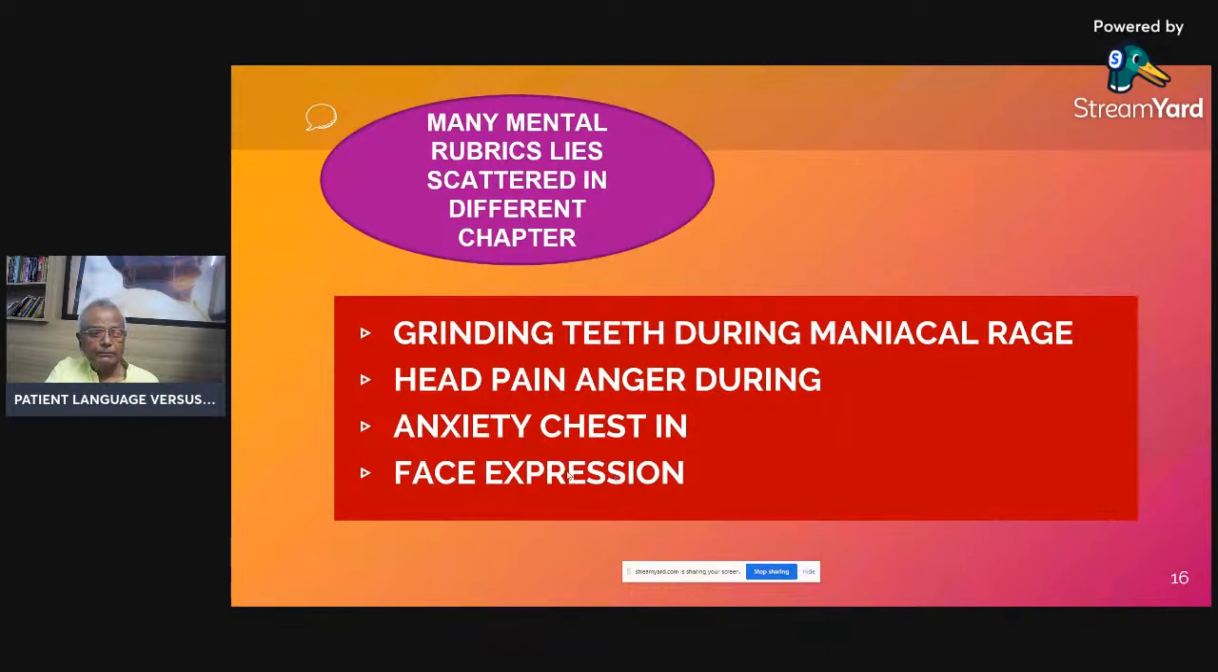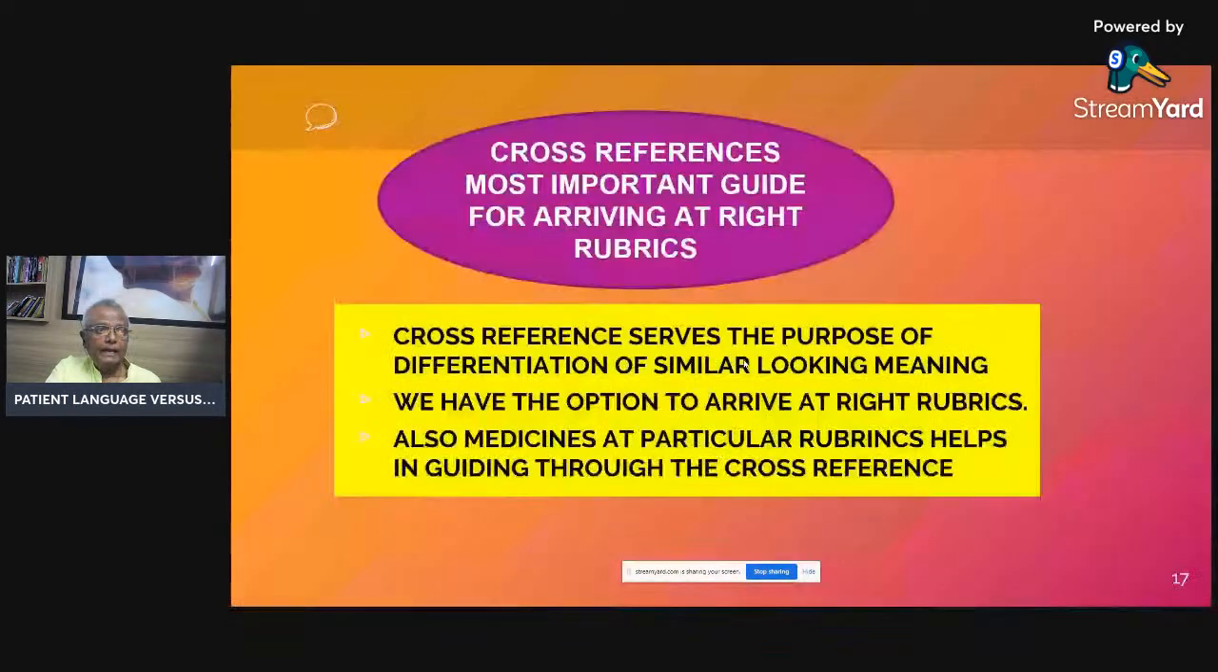So, friends, it is very important that you are well acquainted with the planning and wider plan of the repertory. Cross references are the most important guide for arriving at the right rubric. Cross reference serves the purpose of differentiating similar-looking meanings, and we have the option to arrive at the right rubric. Medicines also help guide us through the cross references.